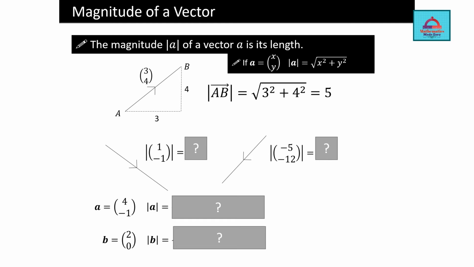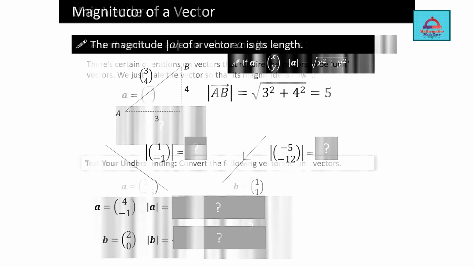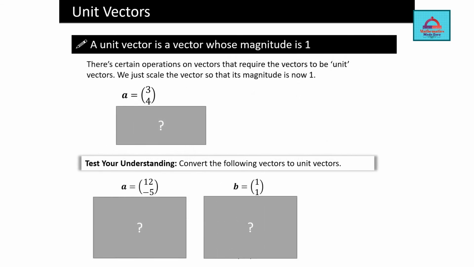So the formula you will use is, if a vector is (x, y) with x component and y component, then the square root of the sum of their squares is the magnitude. Now, can you find the magnitude of this vector? Please check your answers towards the end of this video.